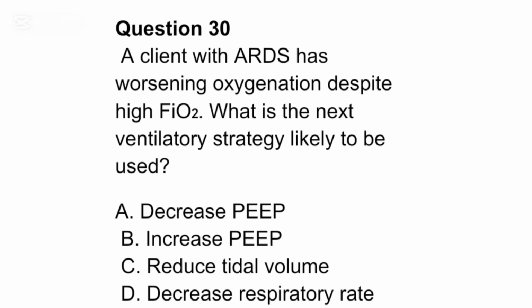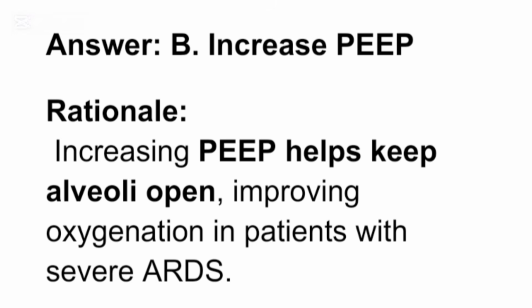Question 31. A client with ARDS has worsening oxygenation despite high FiO2. What is the next ventilatory strategy likely to be used? A. Decrease PEEP. B. Increase PEEP. C. Reduce tidal volume. D. Decrease respiratory rate. Answer: B. Increase PEEP. Rationale: increasing PEEP helps keep alveoli open, improving oxygenation in patients with severe ARDS.